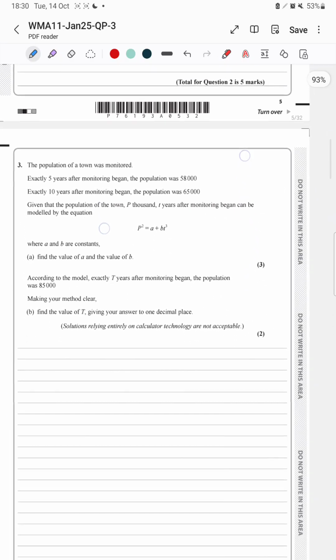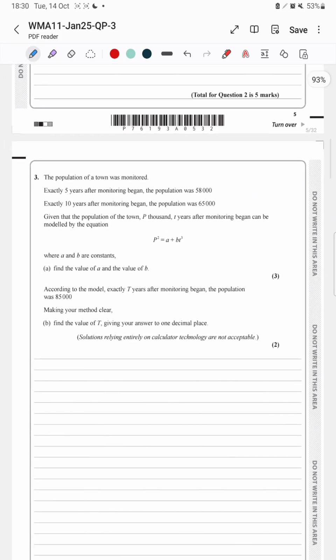There is enough space. I would suggest, when you practice past papers, if possible, get the printouts and try to finish your question within the space given, and try to organize your work so that the examiner can see what the steps are and how you are finding each value.